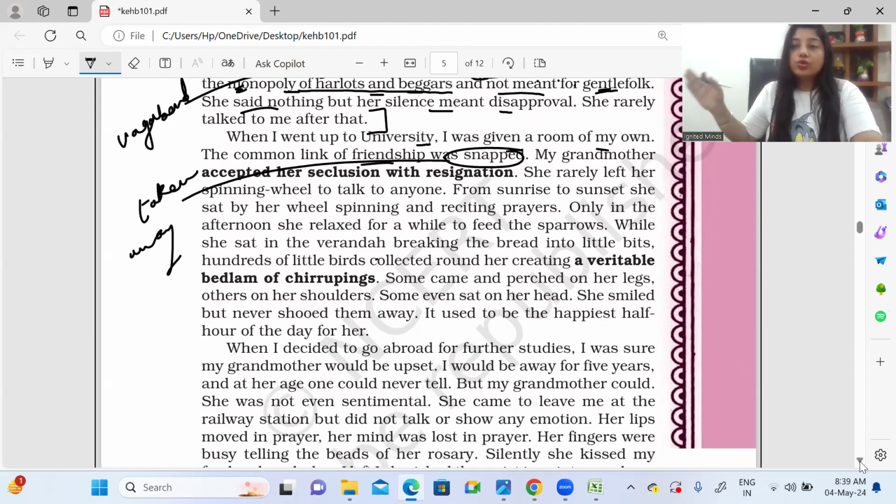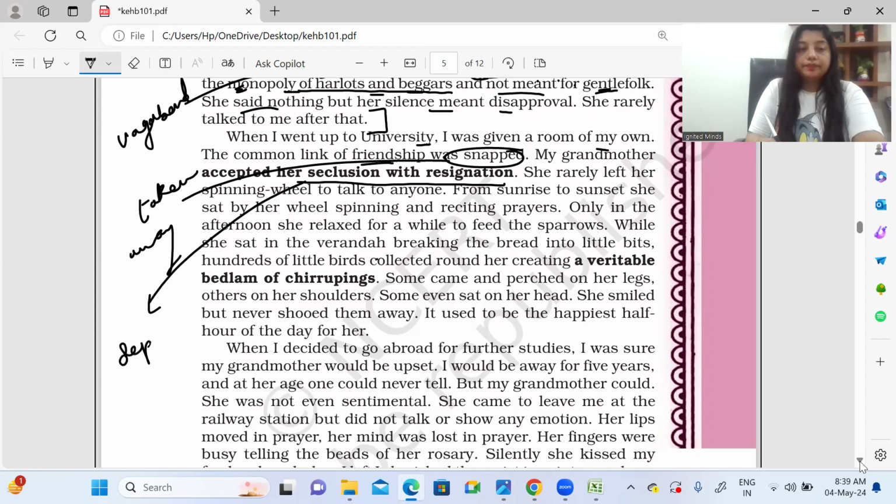Up to the narrator would go to the university, come back to the room, go to the university, eat food. That common link was again broken up. My grandmother accepted her seclusion with resignation. See, seclusion here means separate.